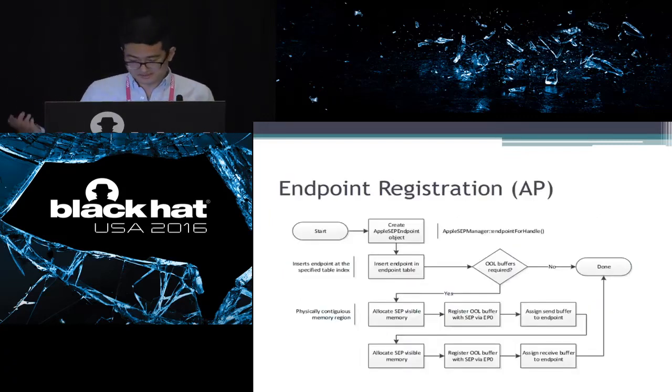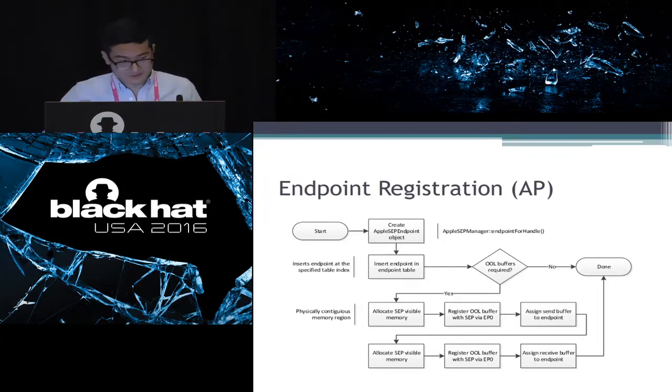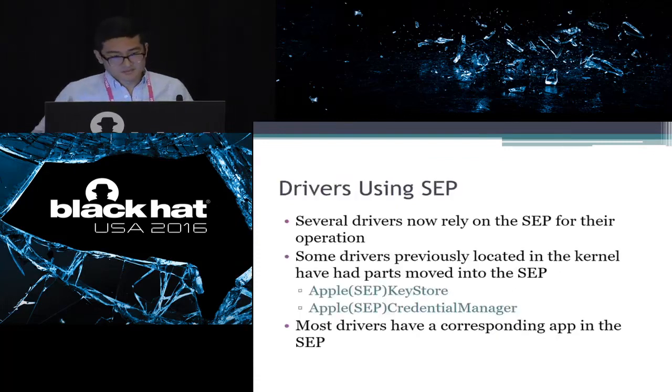So this is a diagram of how that flow works. If there's an out-of-line buffer required for a particular endpoint, then the kernel will allocate some physical memory and register that physical memory address by sending it over the EP0 for the send buffer and also for the receive buffer.